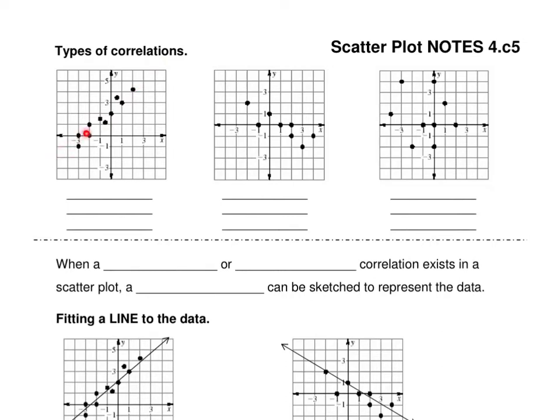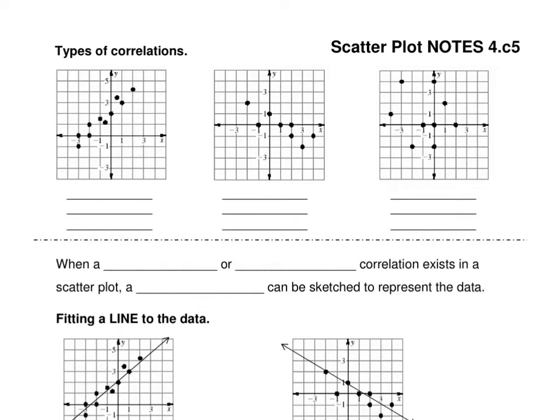If I was to draw a line through here, we would see that this has a positive relationship, and it has a positive slope. Okay. In the second graph, the dots all seem to be going down as I move from left to right, so I would say that this has a negative correlation, or there's a negative relationship between the x and the y. And in the third graph, these points are just kind of spread out all over the place. So there's neither a positive correlation nor a negative correlation. So we would say there's no correlation at all.